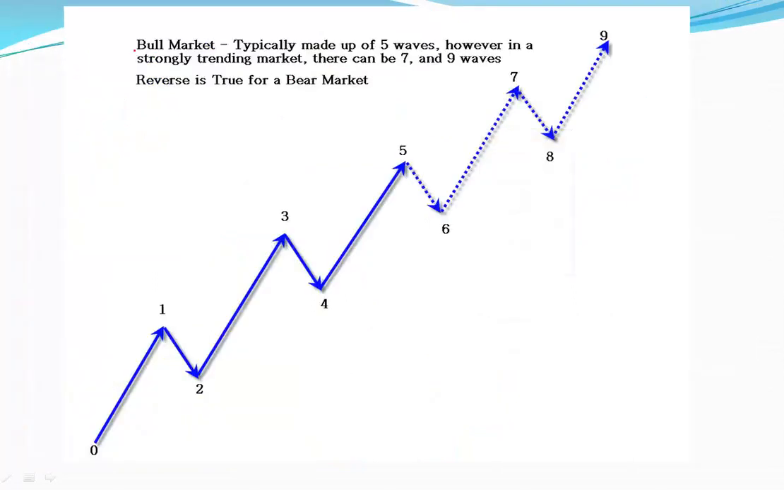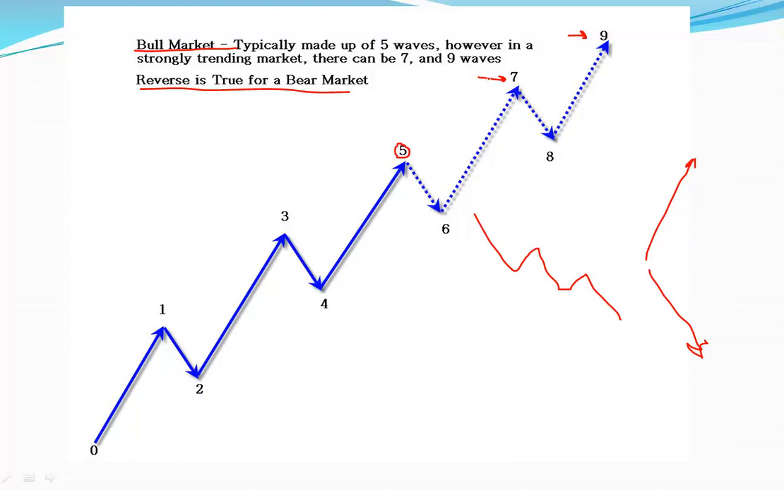Now, in a bull market, an Elliott wave is typically made up of 5 waves. Now, in a very strong market, which a lot of times they don't speak about when you're looking on the internet and doing your searches on YouTube or you take classes from other people, they don't talk about the 7th or 9th wave, where many times in a very strongly trending market, and I mean a market that goes up or goes down, as it shows here, reverse is true in a bear market, meaning that the trend does this.